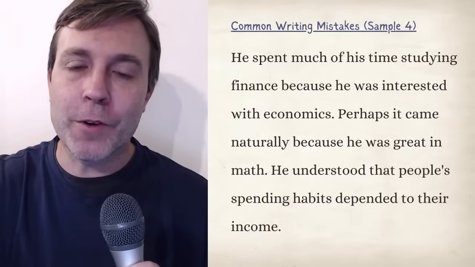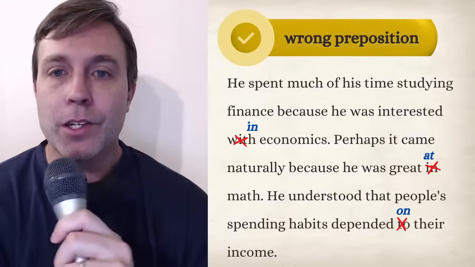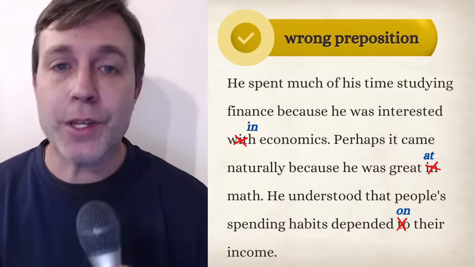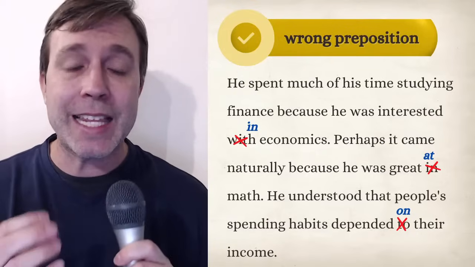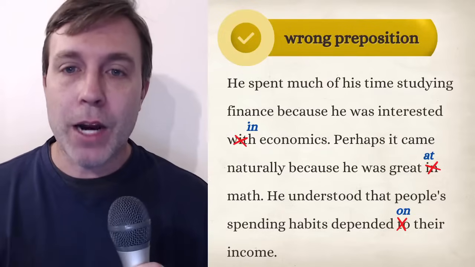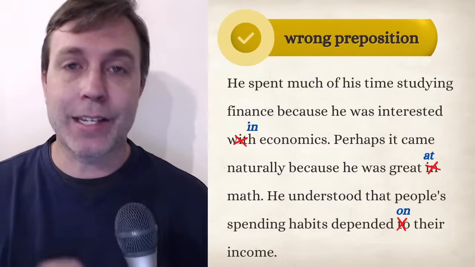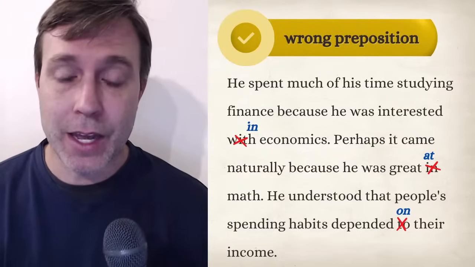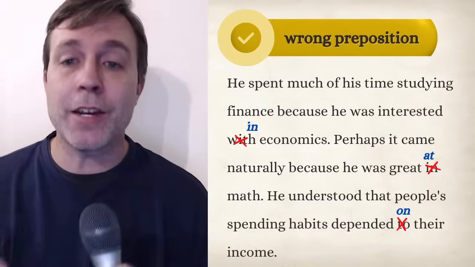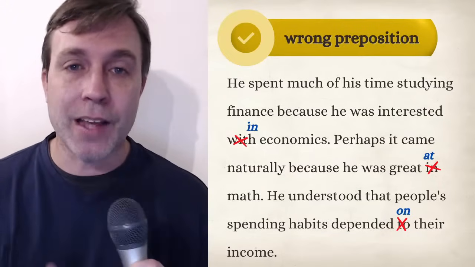So, what I'm referring to, the overall category of the mistakes, is the wrong preposition. That first sentence: "He spent much of his time studying finance because he was interested in economics." If you're using that adjective interested, you're going to say you're interested in something. "Perhaps it came naturally because he was great at math." Great at something. You're good at something. And then finally, "He understood that people's spending habits depended on their income." Something depends on something else.